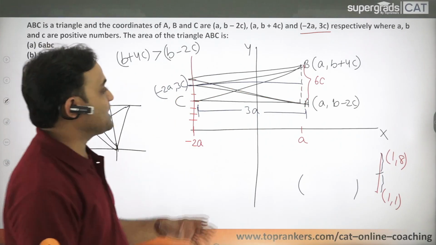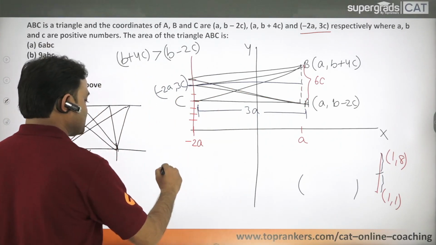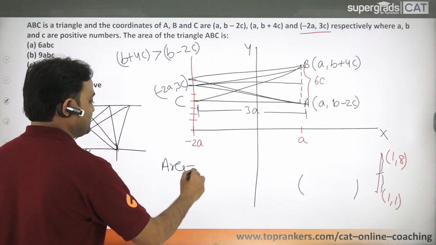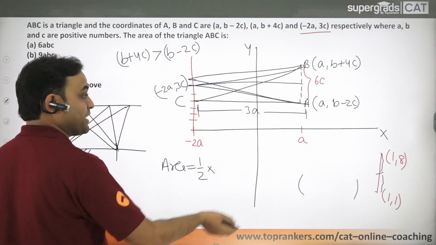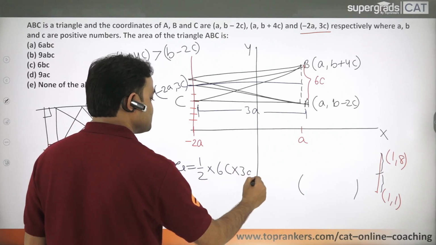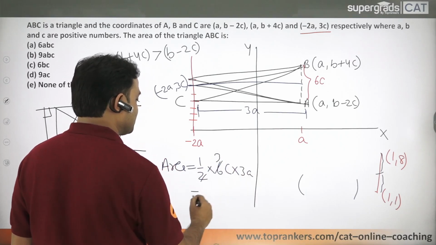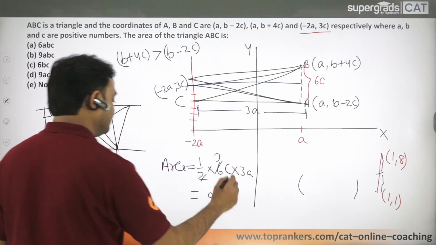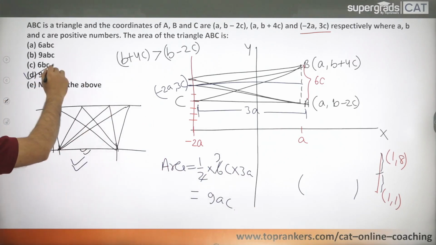So what will be the area of this triangle? Now we have the base. Area will be equal to half of base, which is 6C, and height, which is 3A. So this is 3 times, we get 9AC. So option D is correct.